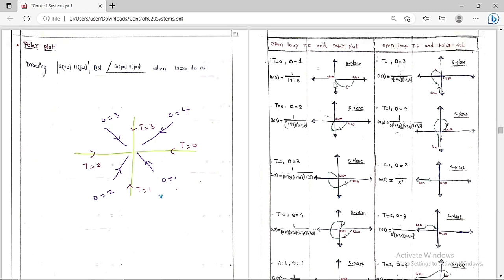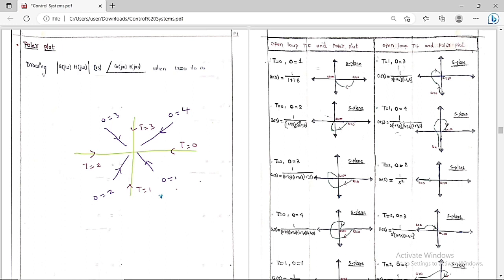So if you see clearly, type 0 means starting from here. Order 1 means it will end here. So therefore like this you are going to see the graph. The same thing here. The system is type 0 and the order is 1, which means it will start from here and it will end here. Same thing you can see clearly here.